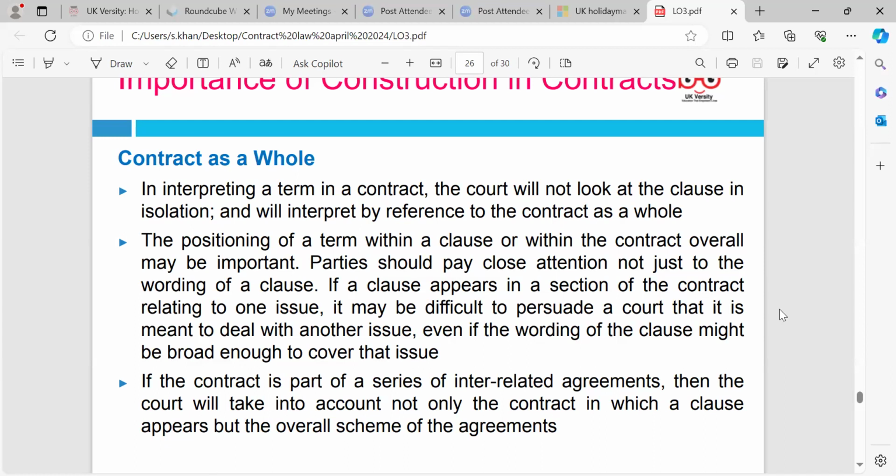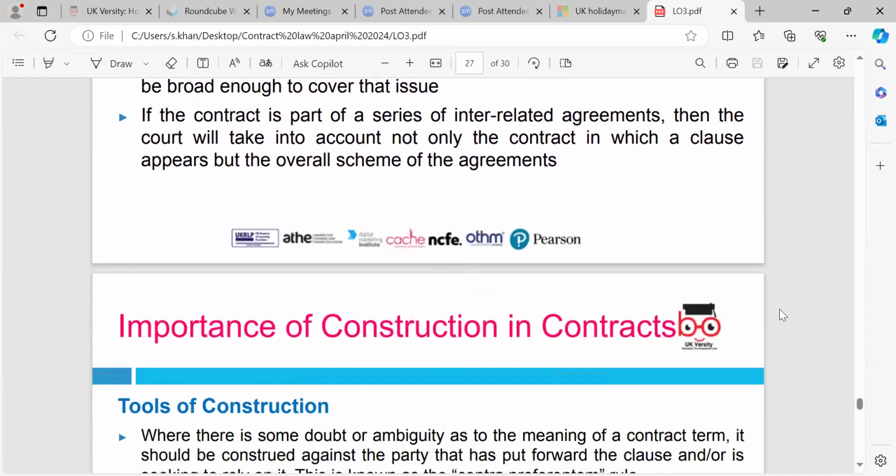If a clause appears in a section of the contract relating to one issue, it may be difficult to persuade a court that it is meant to deal with another issue, even if the wording of the clause might be broad enough to cover that issue. If the contract is part of a series of interrelated agreements, then the court will take into account not only the contract in which a clause appears, but the overall scheme of the agreements.